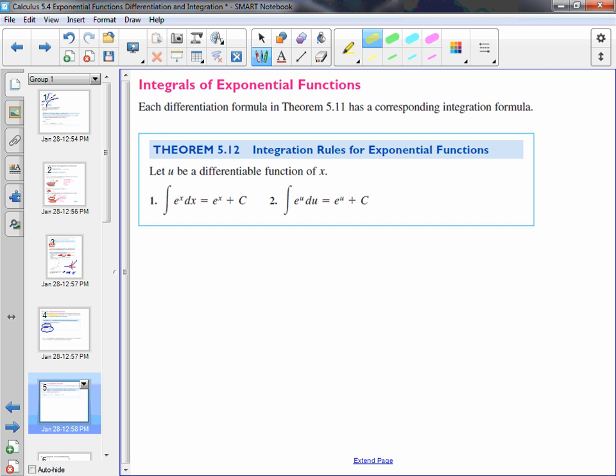Okay? All right. Well, if the derivative of e to the x is e to the x, isn't it only fair that the antiderivative of e to the x is e to the x plus c? Okay? So the indefinite integral of e to the x dx equals e to the x plus c. And then the chain rule version. If you have something besides x as your exponent, some expression of x, let that equal u, and then hopefully the du will work out. So the integral of e to the u du equals e to the u plus c.